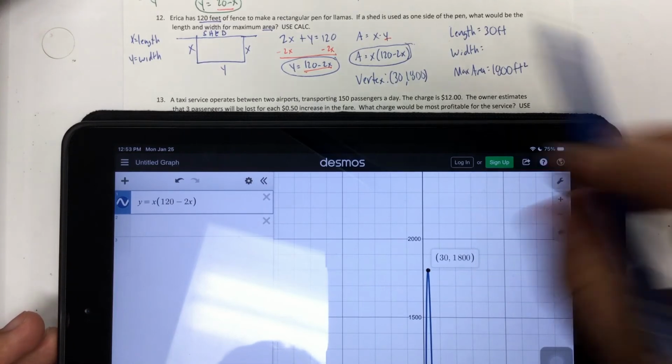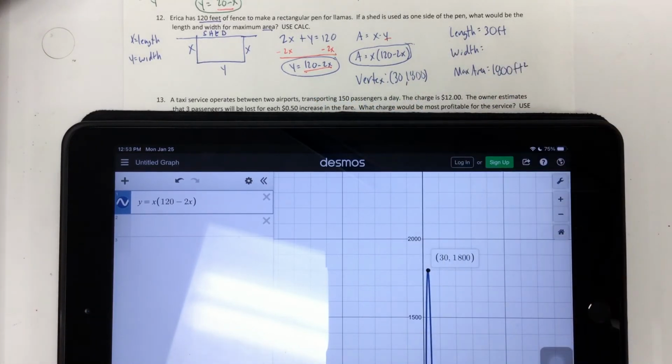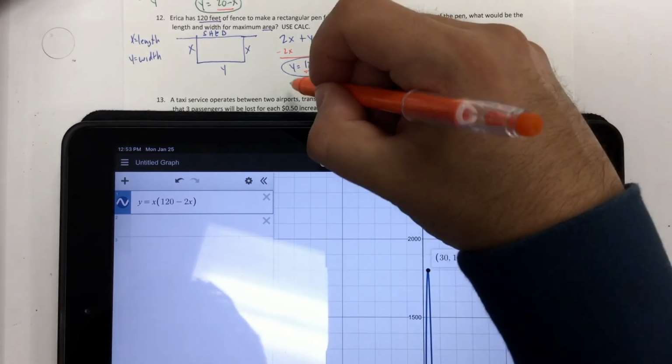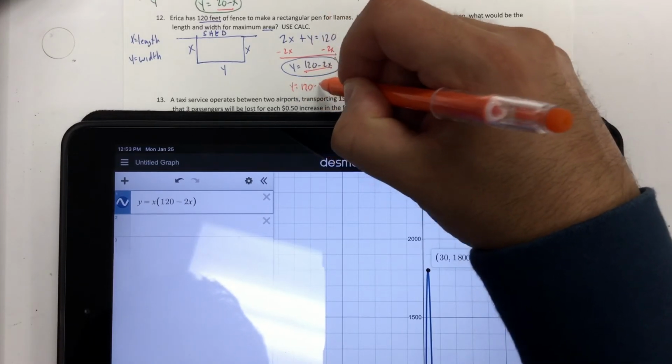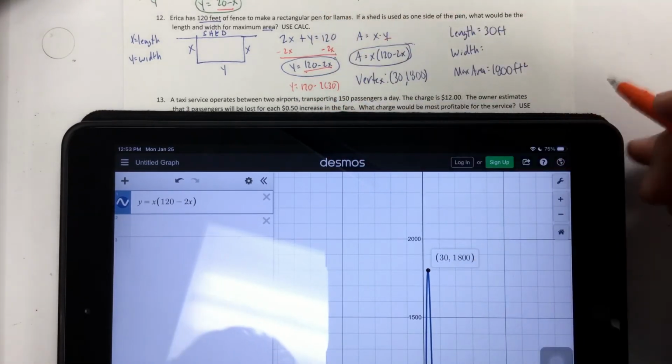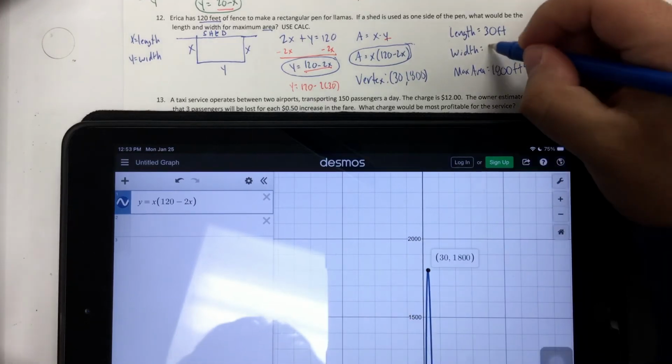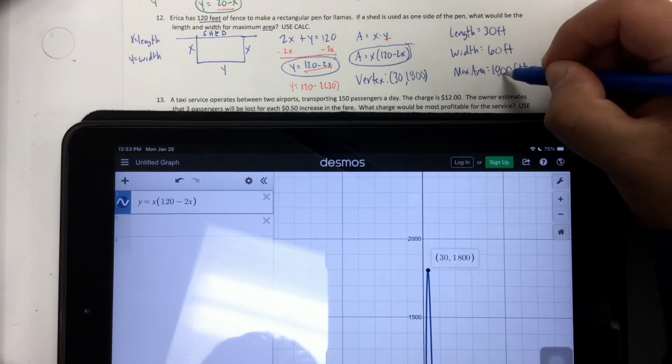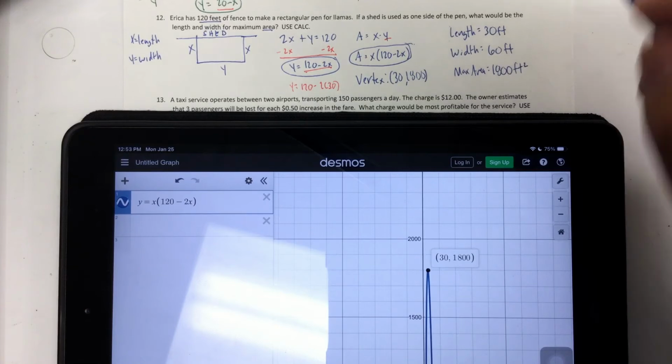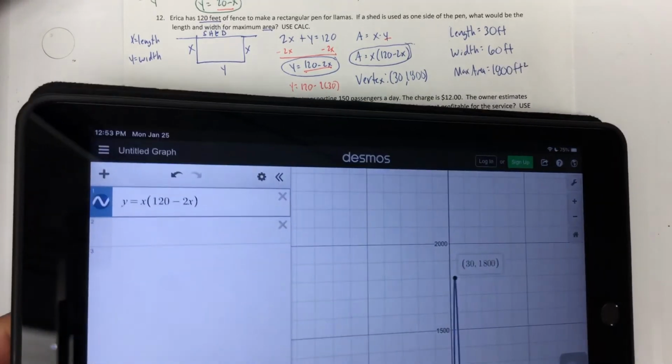And at this point here, it's up to you. You can divide them or plug it into here. If you wanted to, you could say y equals 120 minus 2 times 30. So 120 minus 60 is 60 feet. And like before, you could have said 1800 divided by 30 is 60 feet as well. All right, on to number 13.